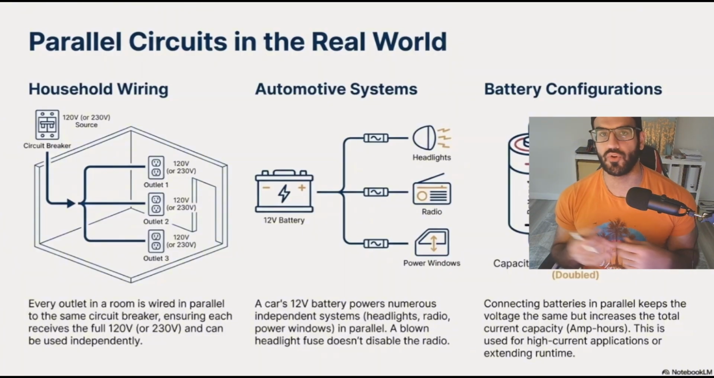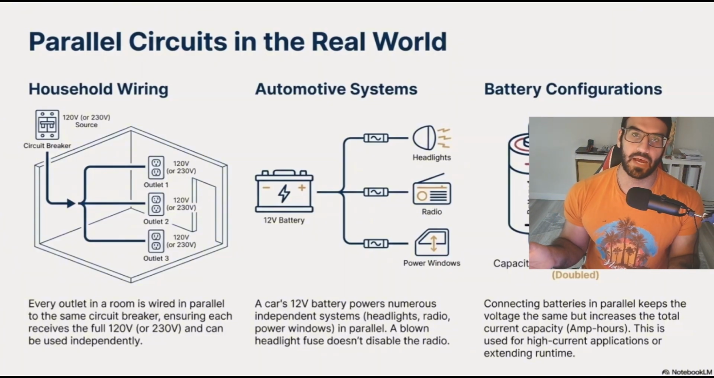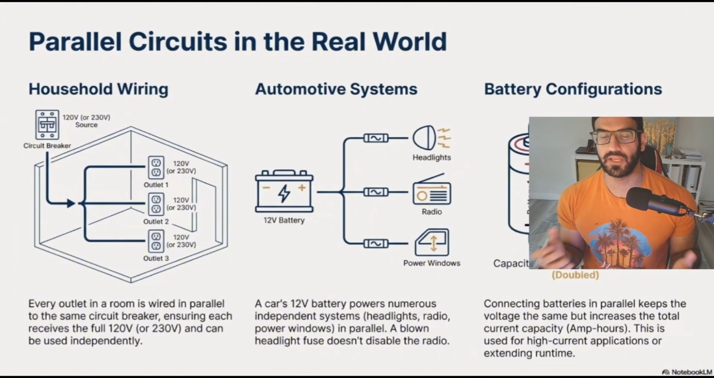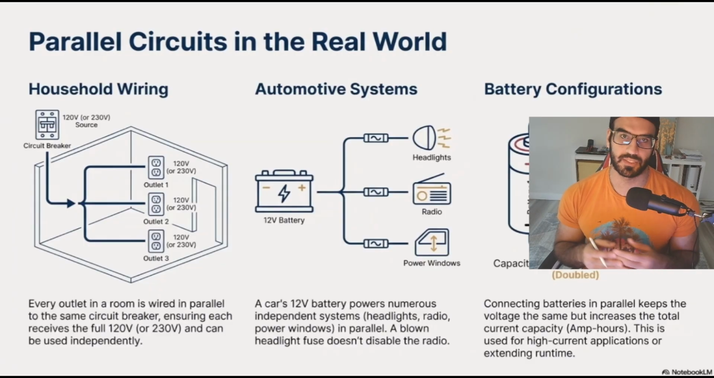So for the first one, we have household wiring, right? All of those outlets are connected to each other, but it doesn't mean that if something fails, the other ones would fail as well. What about your machine? You have a 12 volt battery inside your car, and this 12 volt is going to energize all of your components. But if something happens to one of them, nothing would happen to all the others, and everything is going to work again.